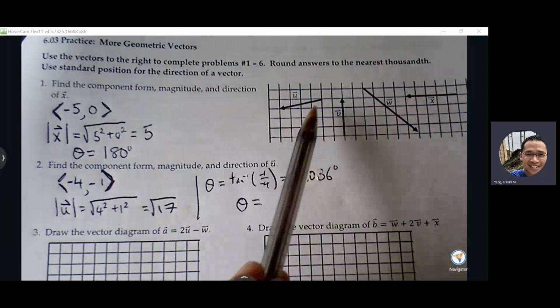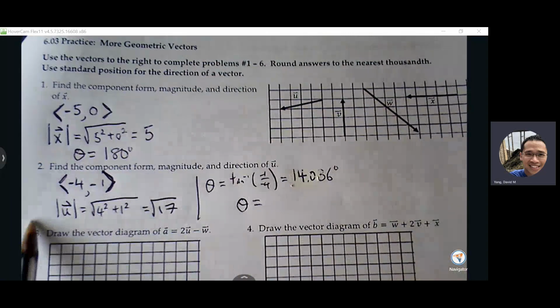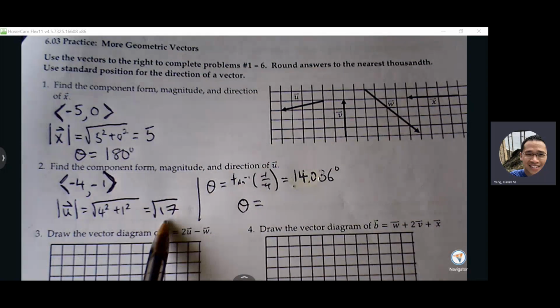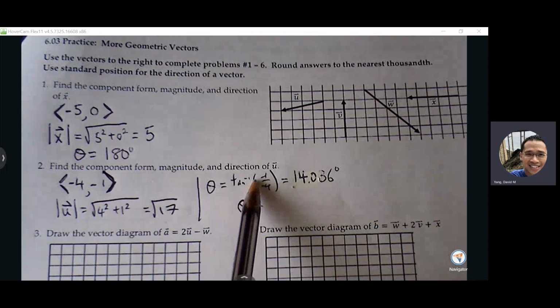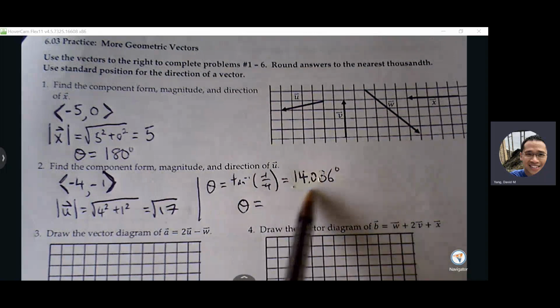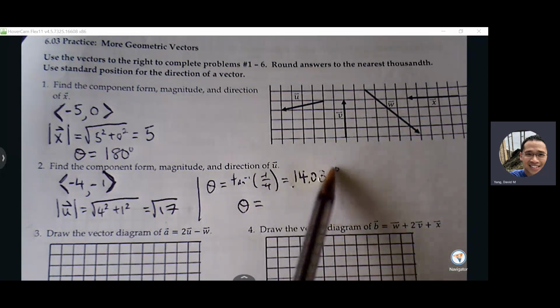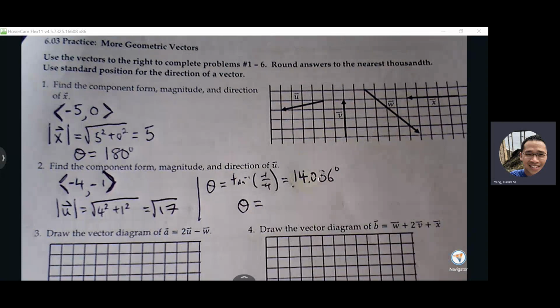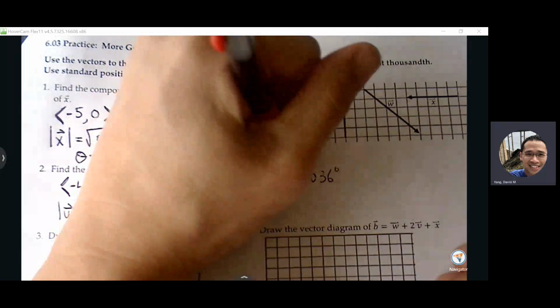Right, so vector u, I went left 4 units, down 1 unit, so that's why they're both negative. Pythagorean theorem will get you to your magnitude. And inverse tangent of -1 over -4, I got 14.036. But which quadrant should this be in? Third, so what adjustments? Add 180.